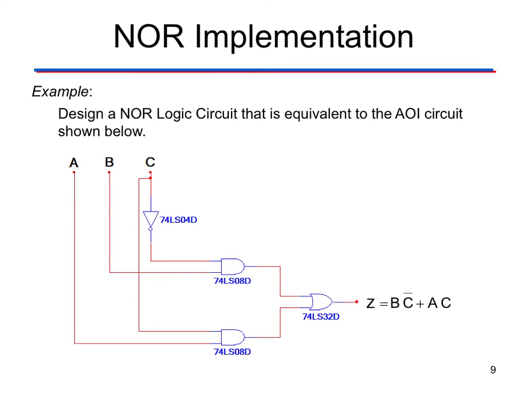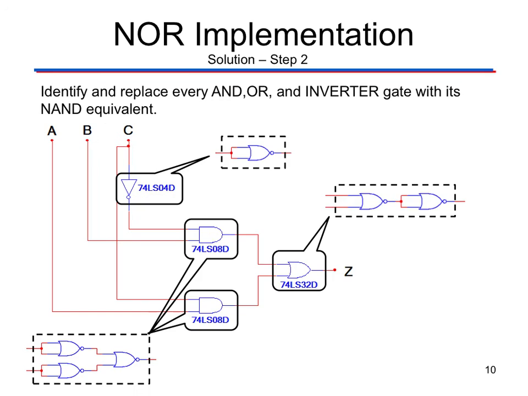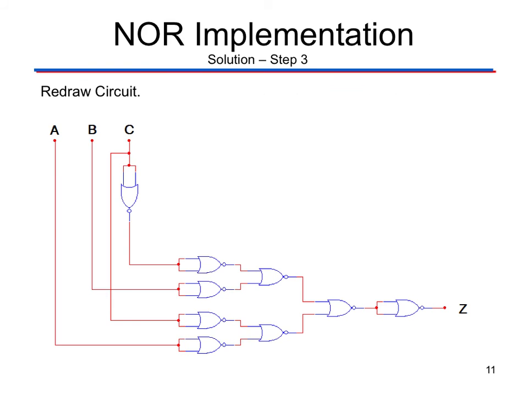All right, so here's a very basic AOI circuit. We got B and not C, or A and C. We're going to take each one of those gates. We're going to identify the equivalent NOR gate. All right. Then we're going to take those NOR gates and replace them out. Beautiful. All right. So this is what it would look like.